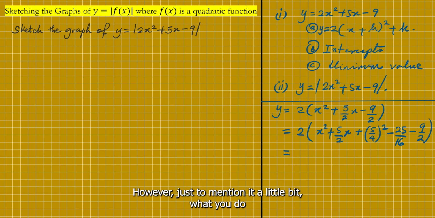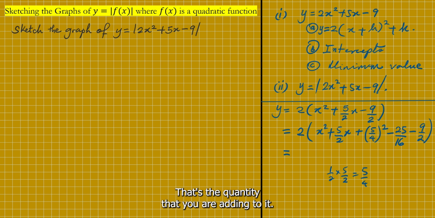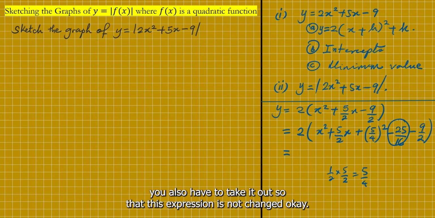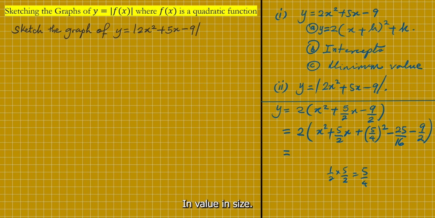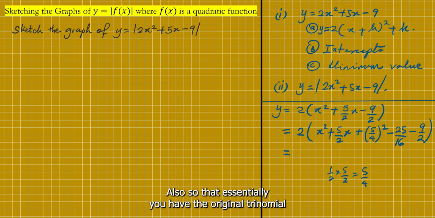Please go and watch it. However, just to mention it a little bit, what you do is you look at the coefficient of x here and find half of it. So half of 5 over 2 is 5 over 4. Then you square it. That's the quantity that you are adding to it. But because the quantity was not there in the first place, you also have to take it out so that this expression is not changed in value. So whatever you add that wasn't there before, take it out also, so that essentially you still have the original trinomial, which is x squared plus 5 over 2 x minus 9 over 2.